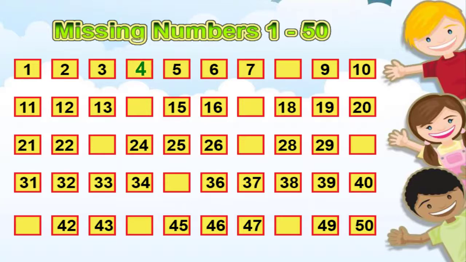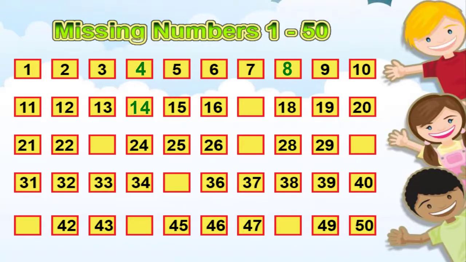So what comes after 4? 5, 6, 7. What comes after 7? 8. Write number 8 in the empty box. Then 9, 10, 11, 12, 13. Now what comes after 13? 14. Write 14 in the box.